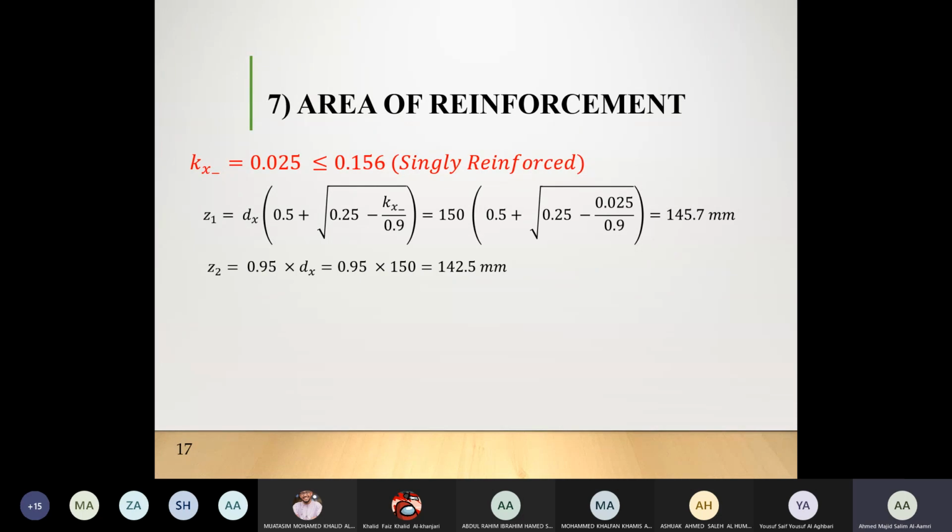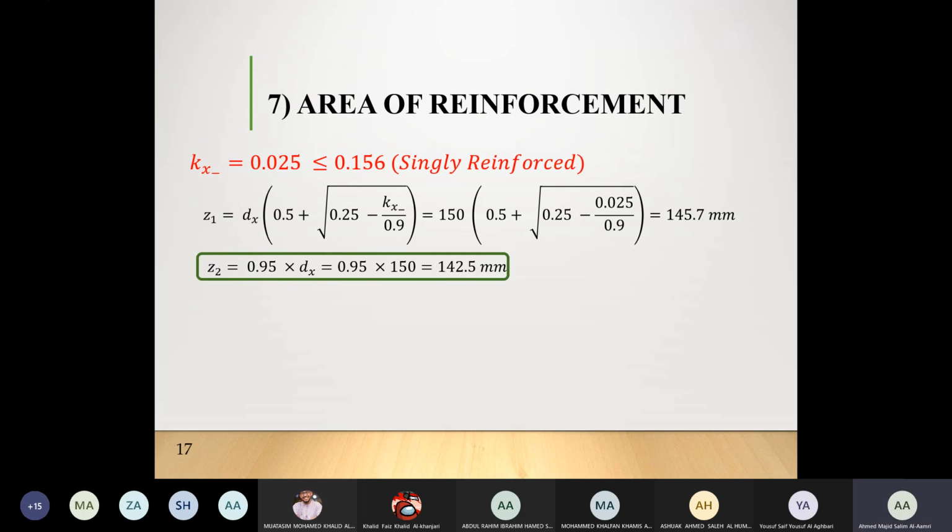Z2, what about Z2? We said there will be Z1 and Z2. The Z2 equation is 0.95 of D. Once again, which D are you referring to, which direction? We are referring to X now, so it's going to be DX. Now you can see we have two Zs. Which one is going to be picked? We are going to pick the lesser one. So this is going to be my Z.